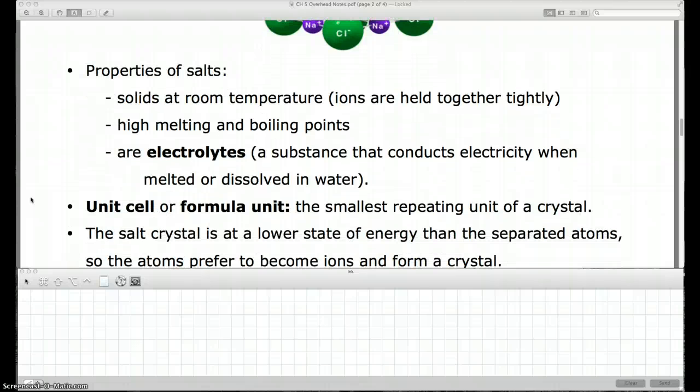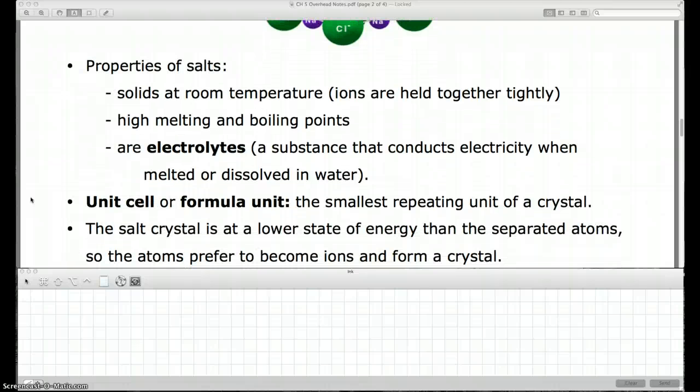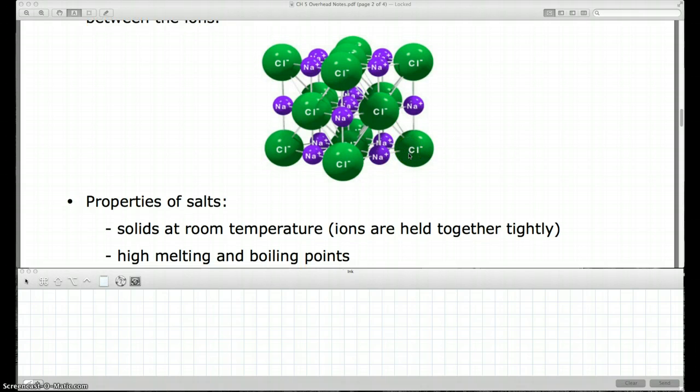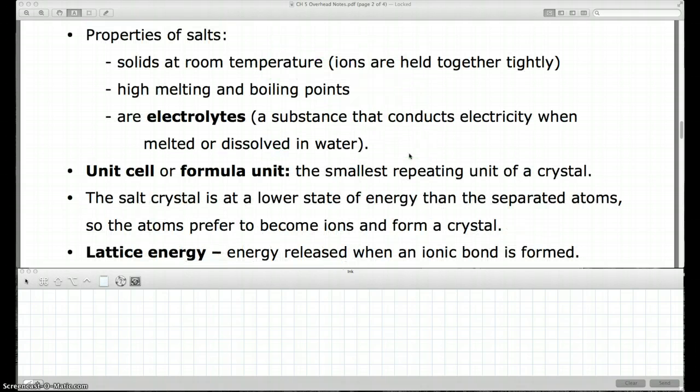Unit cell or formula unit, that's just the smallest repeating unit. So this is a whole bunch of Na's and Cl's, but the smallest repeating unit is 1 Na for every 1 Cl. So that's what we call the unit cell or formula unit. So we call it NaCl.